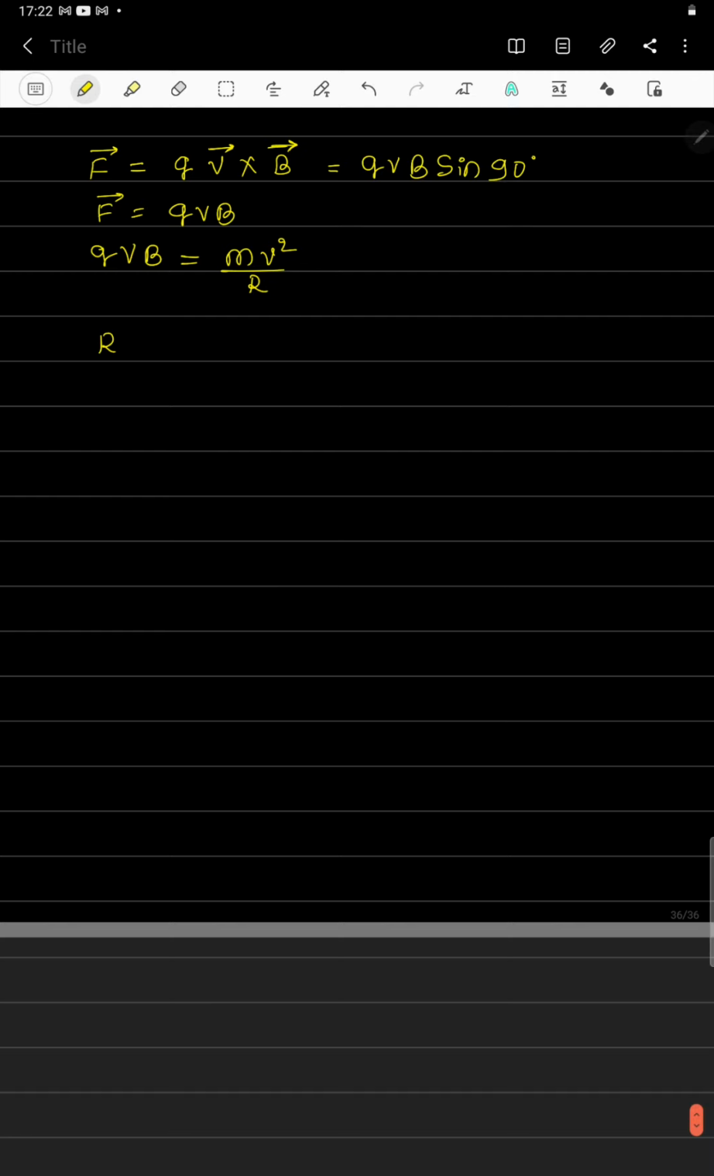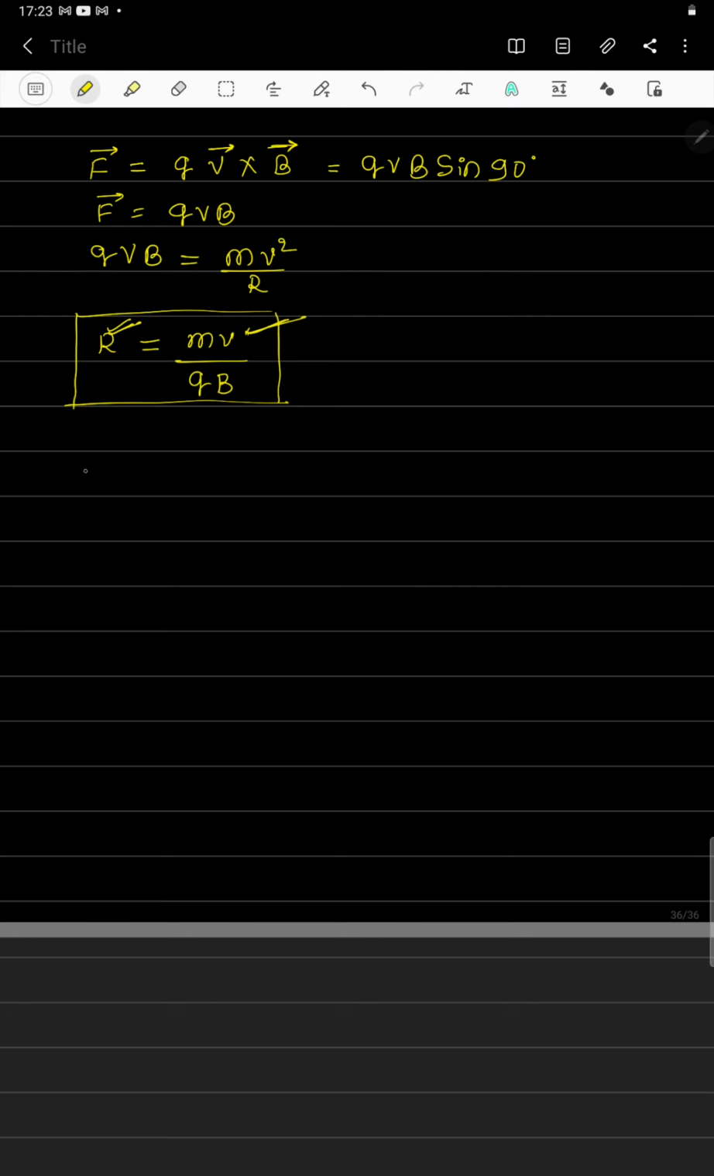From this, if we write the expression for the radius of the circular path, R becomes equal to mv divided by qB, as one v cancels out. So this is the expression for the radius of the circular path. This radius depends on the velocity. If the velocity of the charged particle is more, then the radius of the circular path that it is going to travel inside the D will be more. So R depends on V mainly.